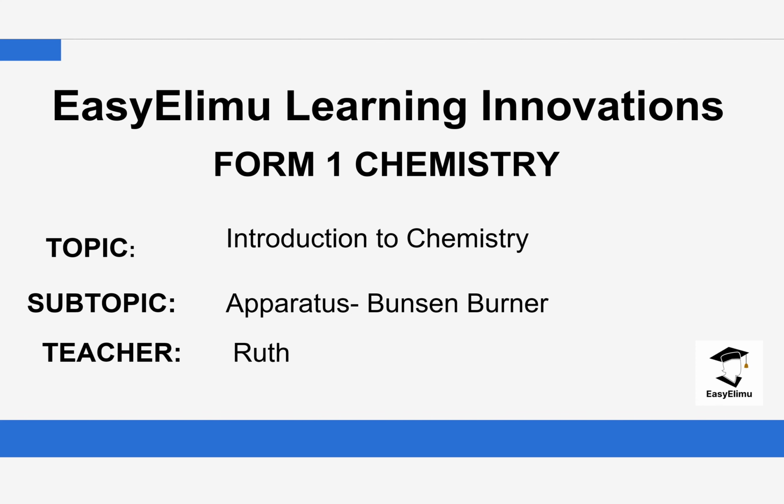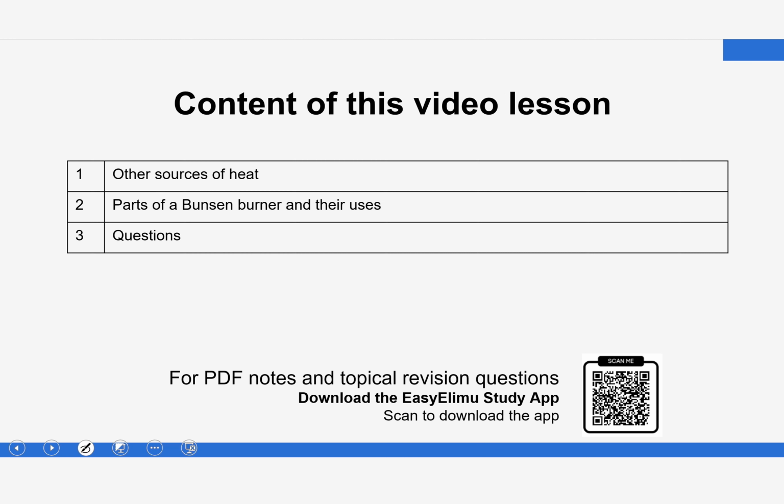In our previous lessons, we were able to look at apparatus in the lab: the apparatus used to measure volume, mass, temperature, time, and other apparatus in the laboratory. And for the apparatus that looked similar or had similar functions, we were able to see their differences and also clarify those misconceptions. So for today, we are going to look at other sources of heat, the ones that are used in the lab, and specifically also the Bunsen burner.